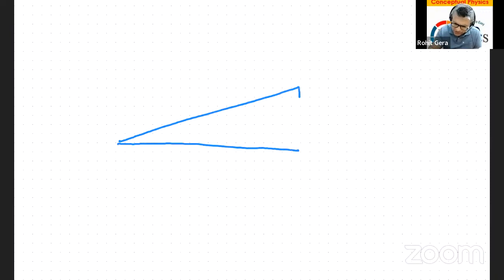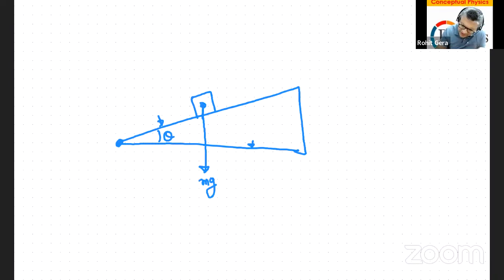So this is your mass. Now the new coordinate system is inclined at an angle theta with the old coordinate system. This is old, this is new. And there is a weight which is downward. Okay, so this is mg. And this is your mg sine theta. And this is your component which is mg cos theta.